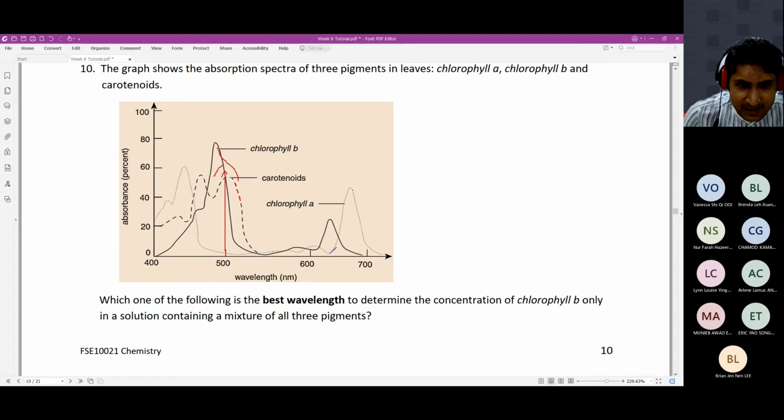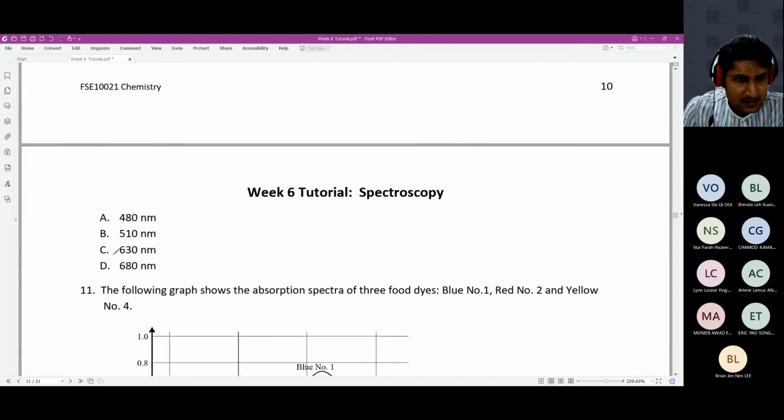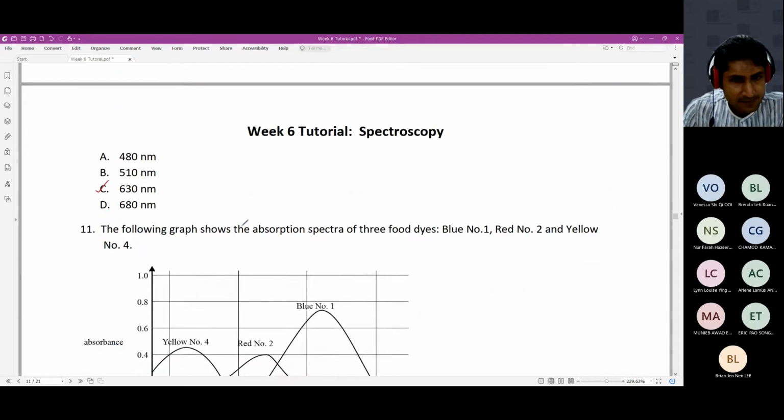But if I take around 630, here I see there is none other. The chlorophyll A or carotenoid, none of them are absorbed at this light. Only chlorophyll B is absorbing this wavelength of light, that is 630. None other is absorbing. So this nanometer of light I can use to analyze the chlorophyll B sample. So 630 is the correct answer.